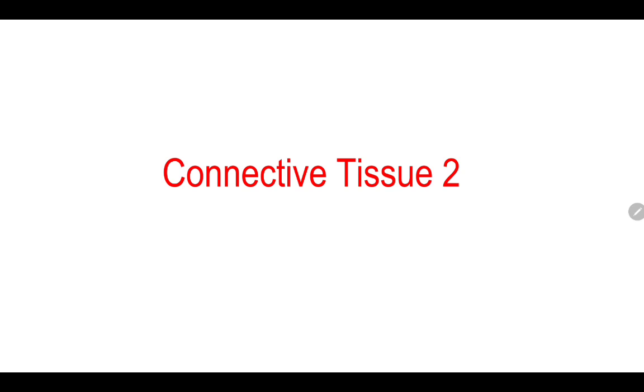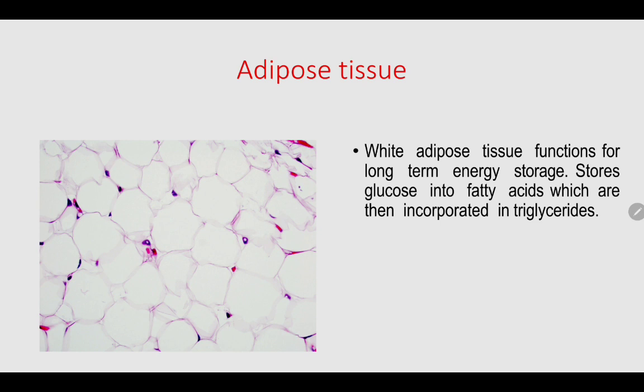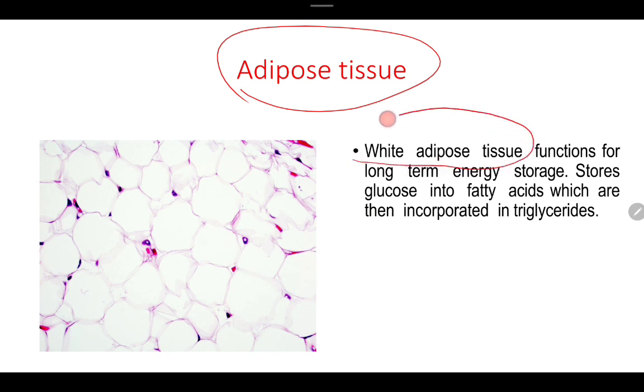So, ano nga ba ang meron or included dito sa ating connective tissue 2? Isa-isahin natin. Let's start with the adipose tissue. Ang ating adipose tissue, guys, is categorized into two: we have the white adipose tissue as well as the brown adipose tissue. But for now, let's talk about sa white adipose tissue muna.